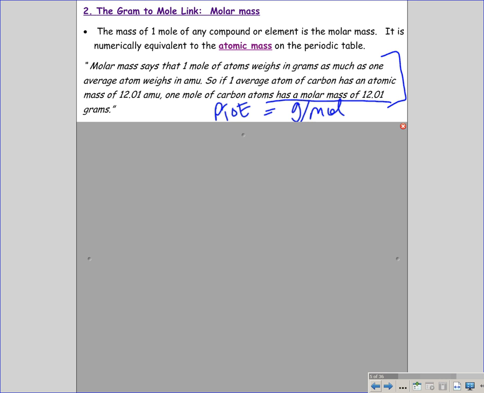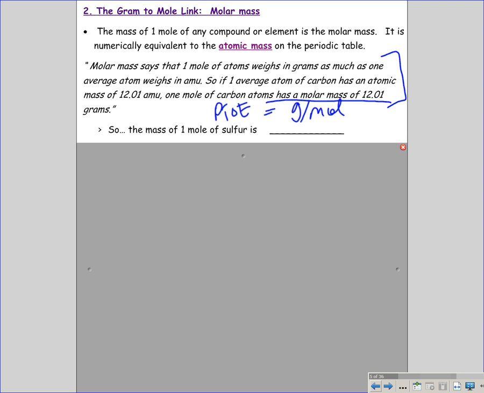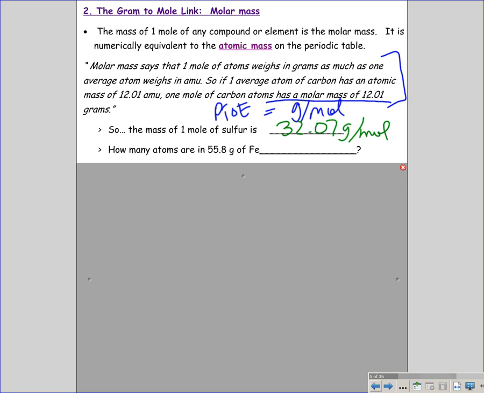All right, let's go back here. This is the first part of your notes. I was just going past it. So look at sulfur. What's the molar mass of sulfur? 32.07 what? Grams per mole, right? Molar mass, you always write the units grams per mole or 1 mole if you want to. How many atoms are in 55.8 grams of iron? Look at iron. What's the mass of iron? 55.8. So if you have 55.8 grams of iron, how many particles should that be representing?